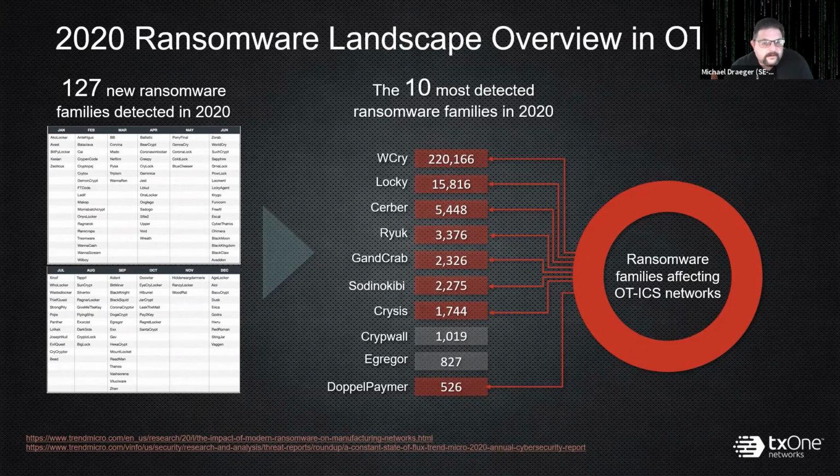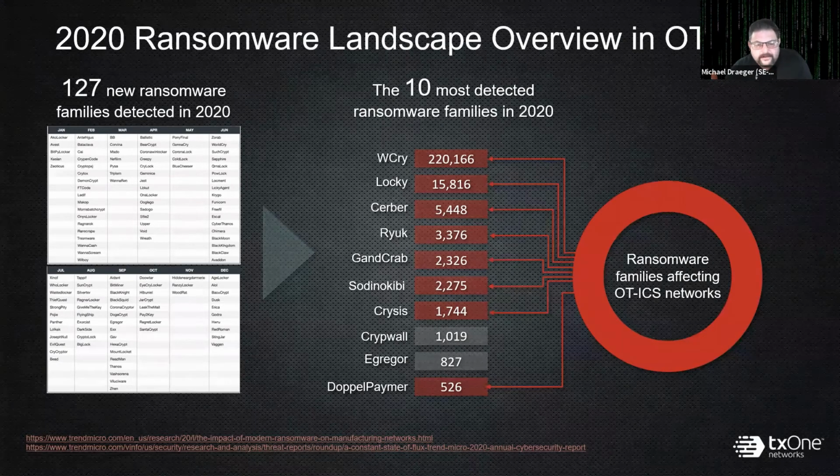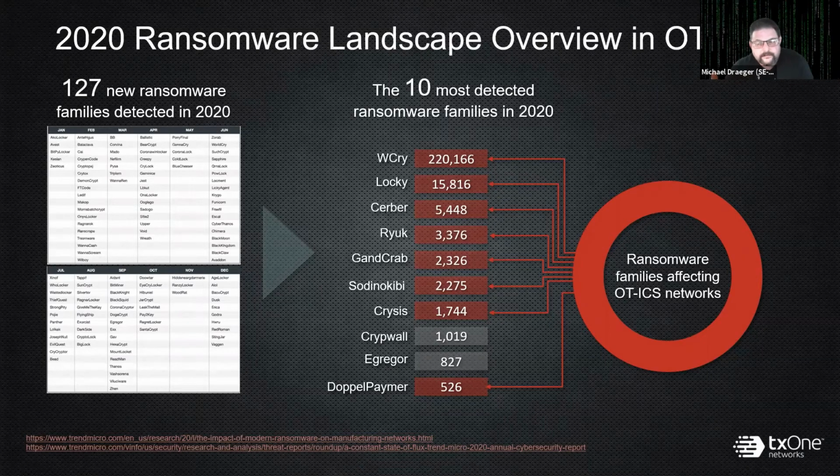As you can see, the top 10 ransomware families we hear a lot about, like WannaCry, Ryuk, GandCrab. All these keep popping up and reemerging as different variants as the threat actors adjust and make changes to it and reattack these environments over and over again. And we're going to see some of these show up again and again this year as well.